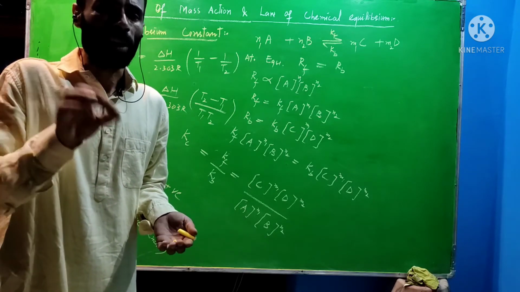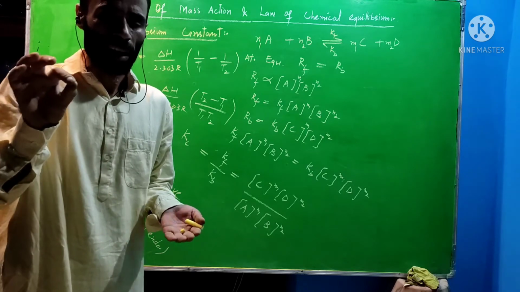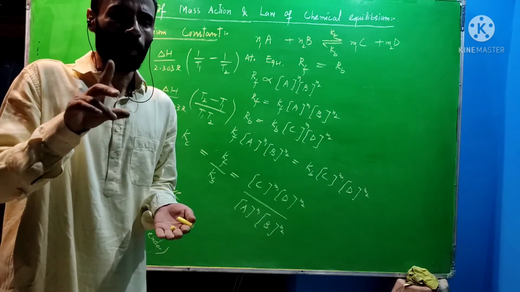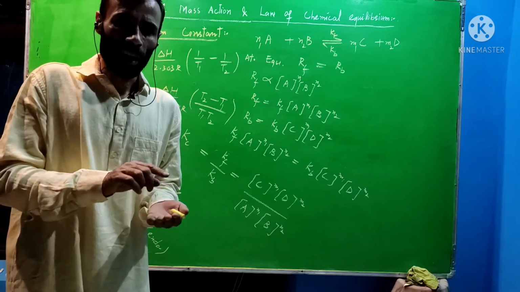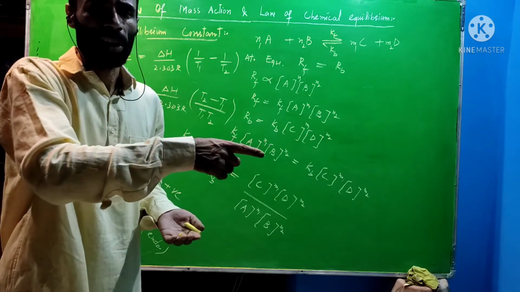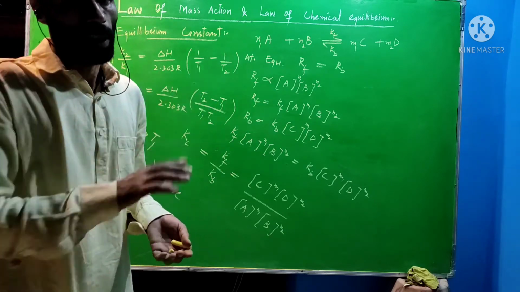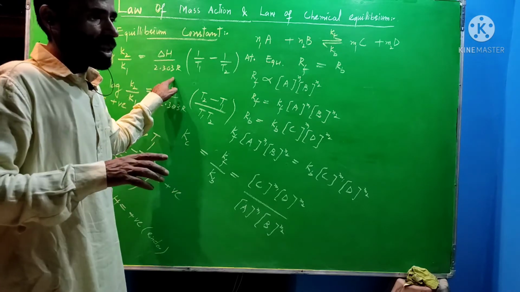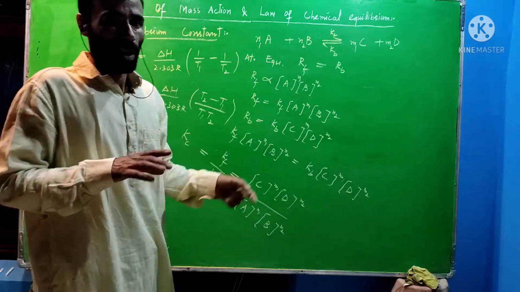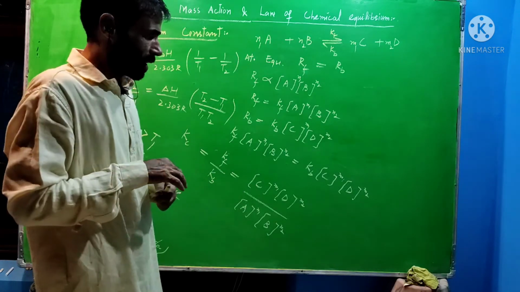However, in the case of an exothermic reaction, for which delta H is negative, the equilibrium constant of the reaction is lower at higher temperature and higher at lower temperature, as per this equation. So the equilibrium constant of the reaction depends upon temperature.